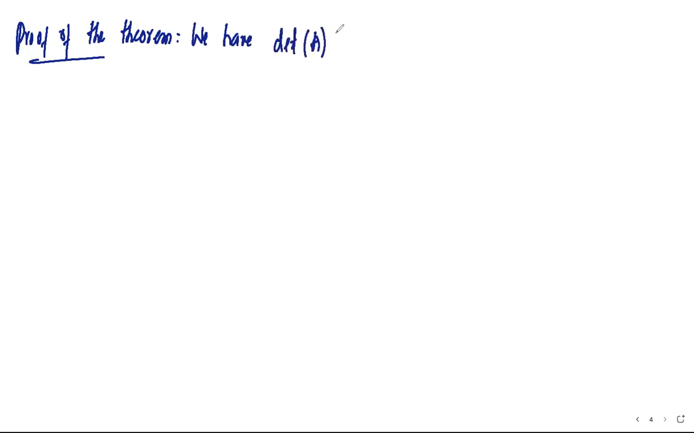Now the proof of the theorem. So in the theorem we have stated that we have the determinant of A. This is equal to, by definition, the summation over sigma of the signum of a permutation, then the product A_i sigma(i). So this is A1 sigma(1), then A2 sigma(2), and so on, An sigma(n).